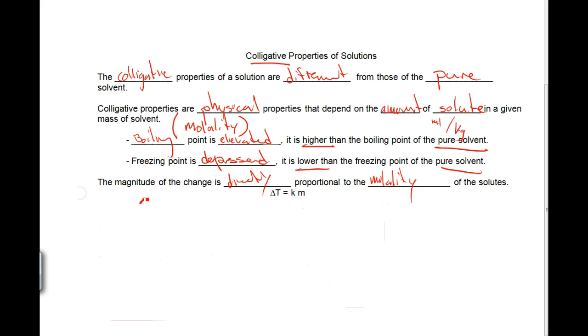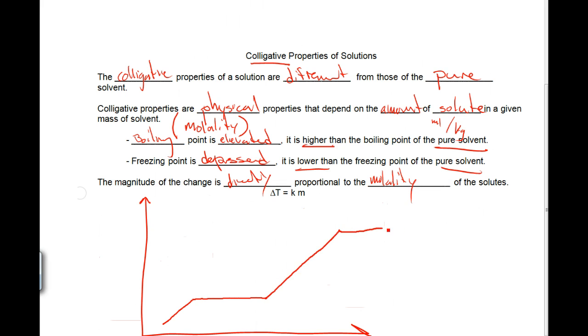If you remember our heating curve for water, and if you don't remember it, it's on page 2 or something like that. We had this line, then it went flat, then it went up, then it went flat, and it went up. Here this was our solid, this was our liquid, this was our gas. What this is saying up here is that the boiling point is elevated, so this region right here is higher. And this region, the freezing point, is lower.